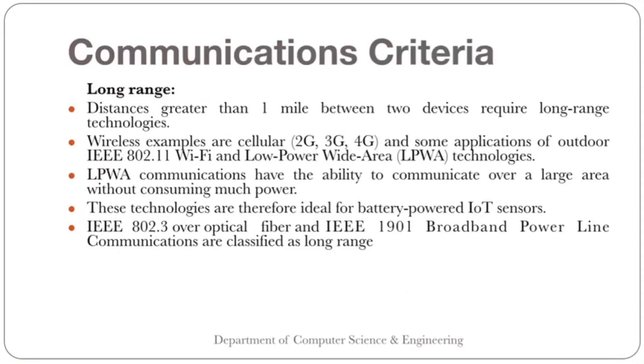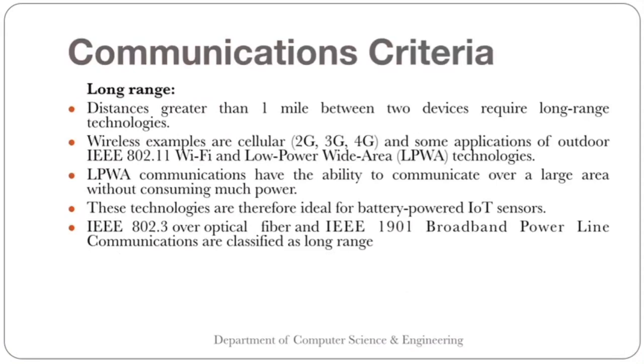Low power wide area network communications have the ability to communicate over a large area without consuming much power. That is why we call it low power wide area. These technologies are therefore ideal for battery powered IoT sensors. Since they utilize less power even though they transmit over a long distance and cover a wide area, devices with battery power will save battery, so the device can have a longer life.